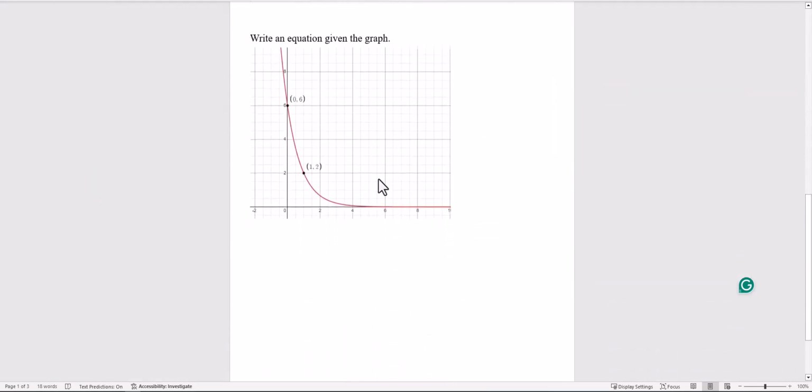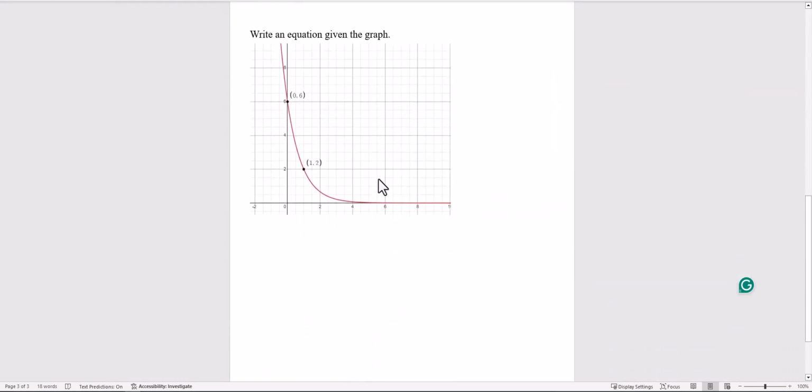So when we have a graph that is exponential decay, the process is going to be the same. So we are looking at the same equation, y equals a times b to the x. We're still going to need to figure out our y-intercept. And this time we're going to need to look for our decay factor. Our y-intercept is 6, since that's where it crosses the y-axis. To find our decay factor, we need 2 consecutive x value points. So 0 and 1 are consecutive. Those will work for us.